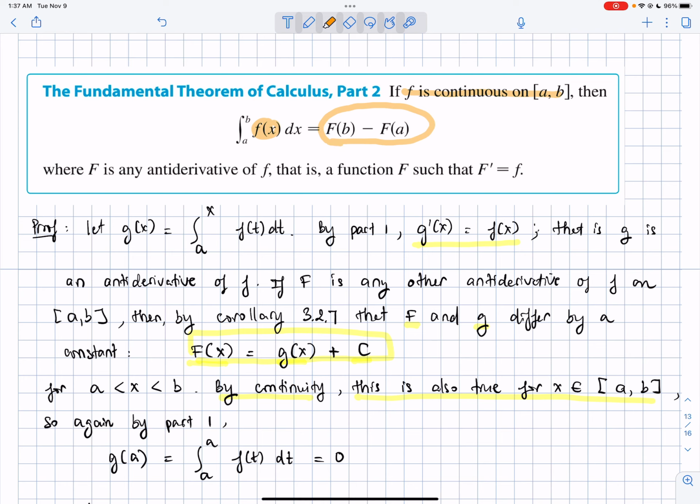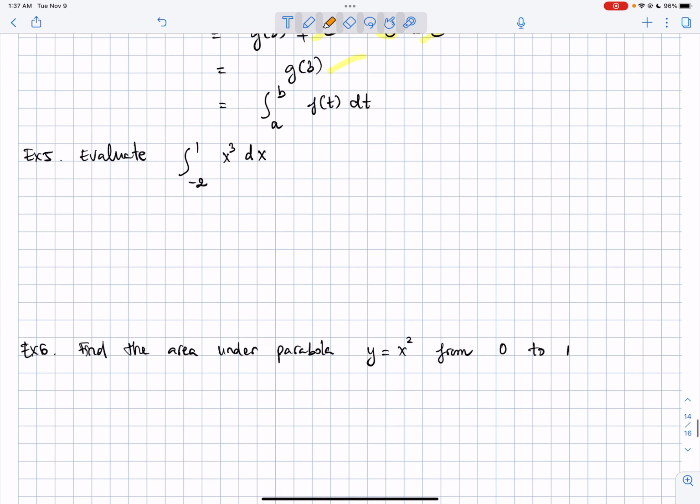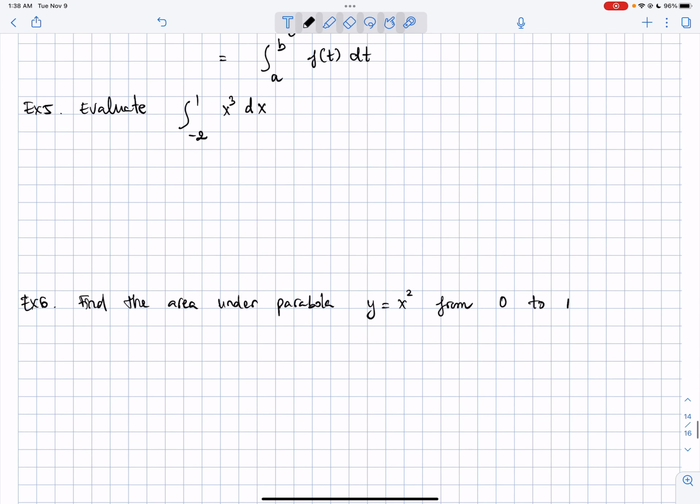It will be the antiderivative of the little f, which is big F, and we will plug in the b and the a. Okay, so that's what we will apply in this problem. So the function f of x is x cubed. So the antiderivative for this is the function big F of x is 1 over 4 x to the 4. And also the function f of x is continuous, so we can apply the fundamental theorem of calculus.